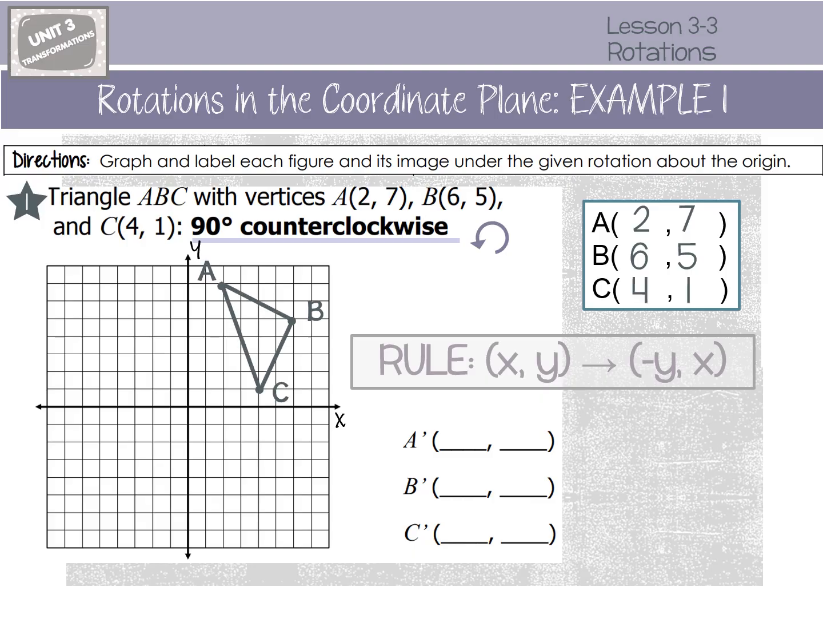Now let's look at our rule. We take our y's and we move them in front and change the signs. We take our x's in the original pre-image and they become the y's in our image. And then we plot our points. A prime's at negative 7, 2, B prime's at negative 5, 6, and C prime's at negative 1, 4.